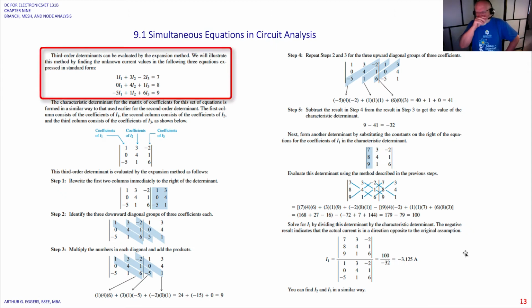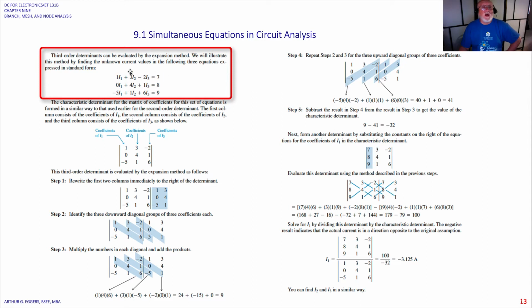So now to take it to the next step. The next step is using a third-order determinant. Third-order determinants can be evaluated by the expansion method. We'll illustrate this method by finding the unknown current values in the following 3 equations. So you can see we've got them set up in standard form.